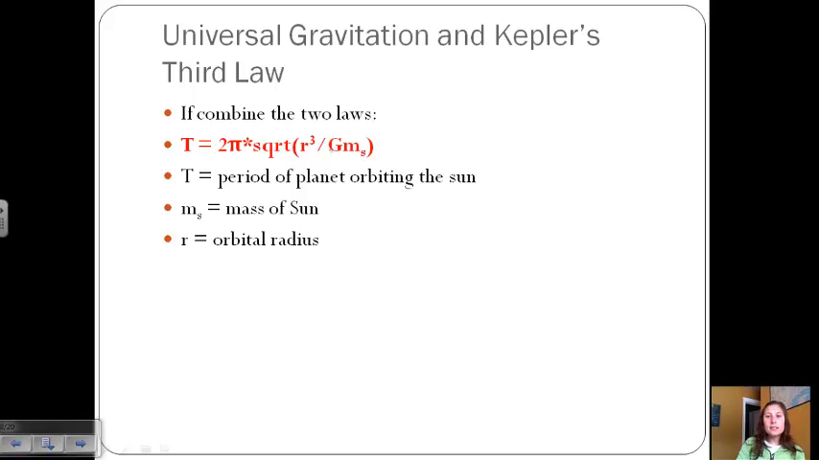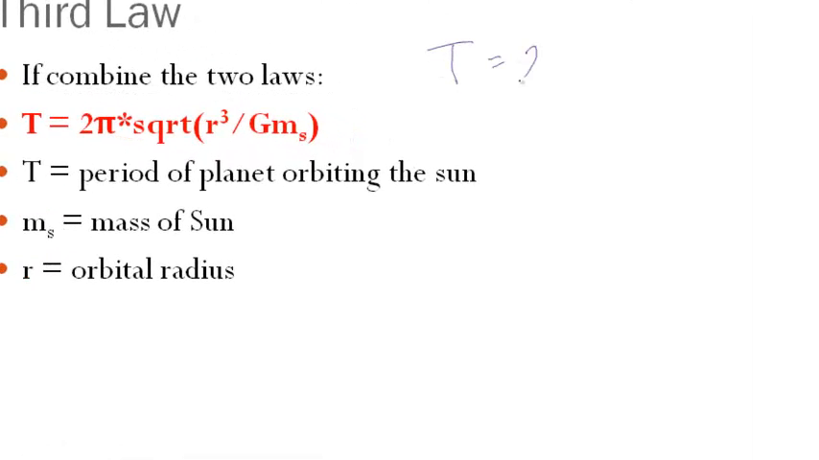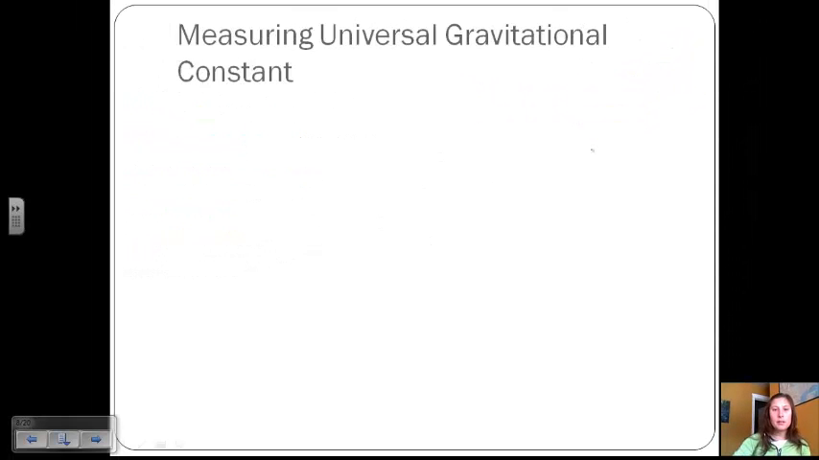And let's rewrite this equation in something that's a little easier to look at. So period is equal to 2 pi times the square root of r cubed divided by gravitational constant times the mass of the body, which in our case is going to be the sun. So again, that's something you'd want to put on your note card.